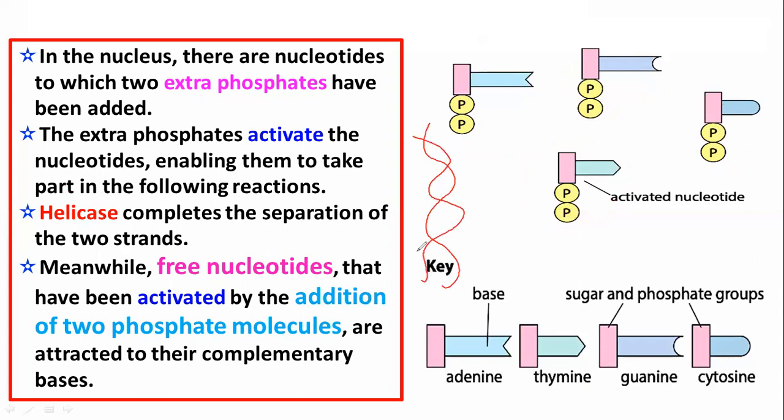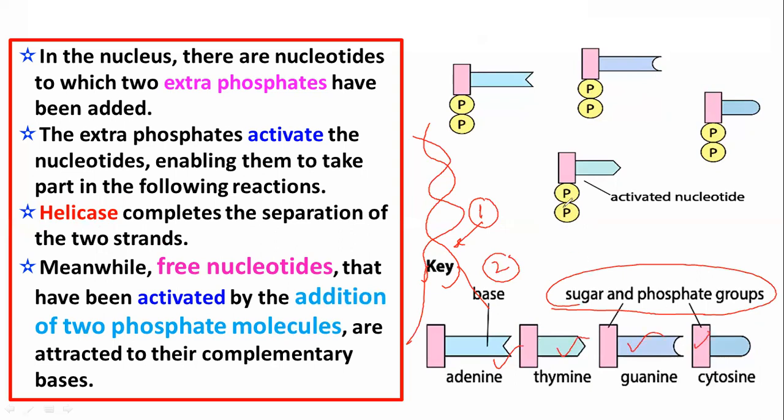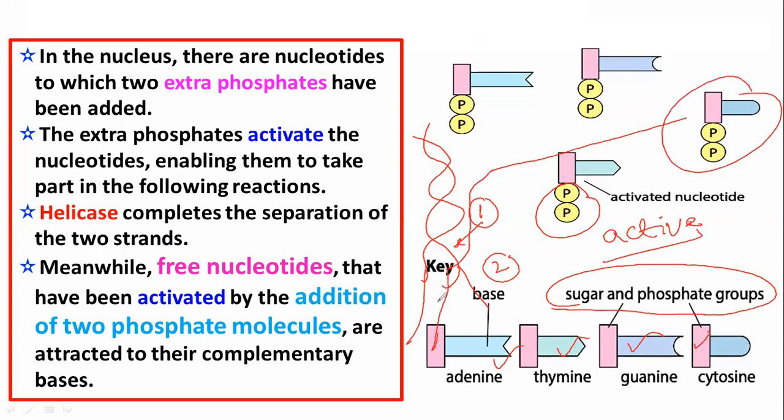What is the first step? Number one, the helicase. It's going to unzip it, unwind it. Step number two, what is happening? The phosphates, which are already present in the nucleus, are going to attach to the free sugar bases which are already present, like adenine, thymine, guanine. The moment the phosphate is added, they become active. We use the term active. Now these nucleotides are very much active to be attached on the complementary strand.